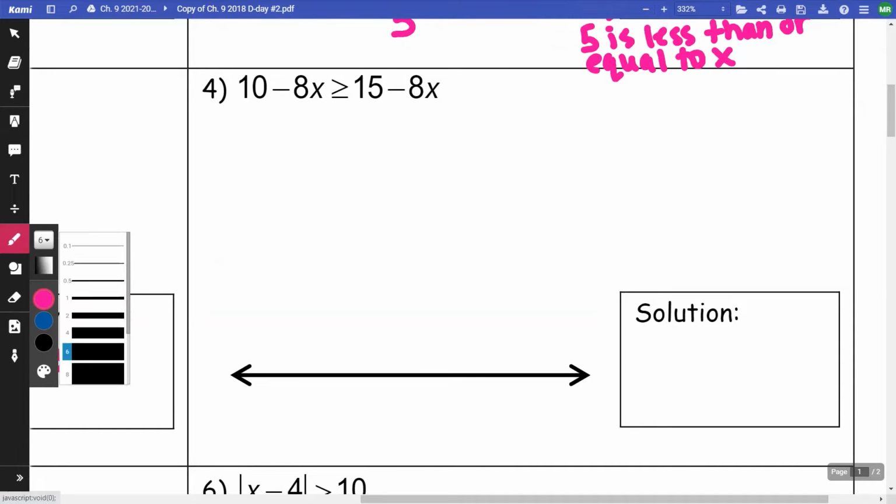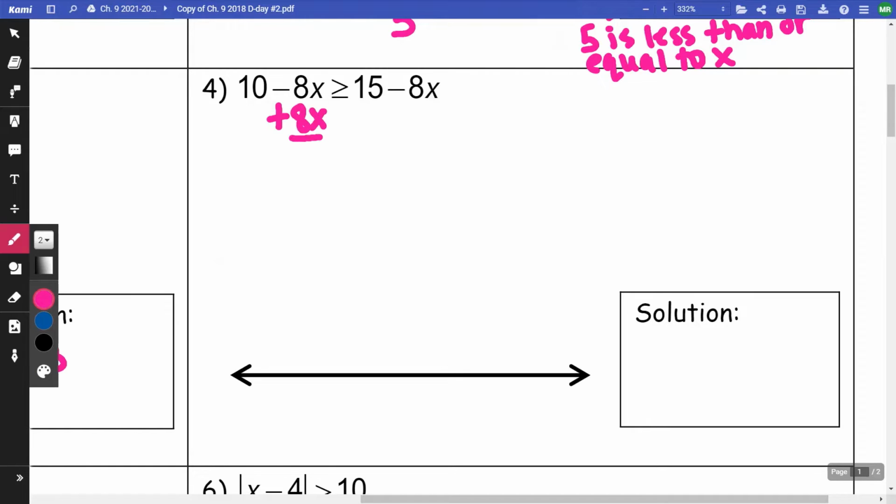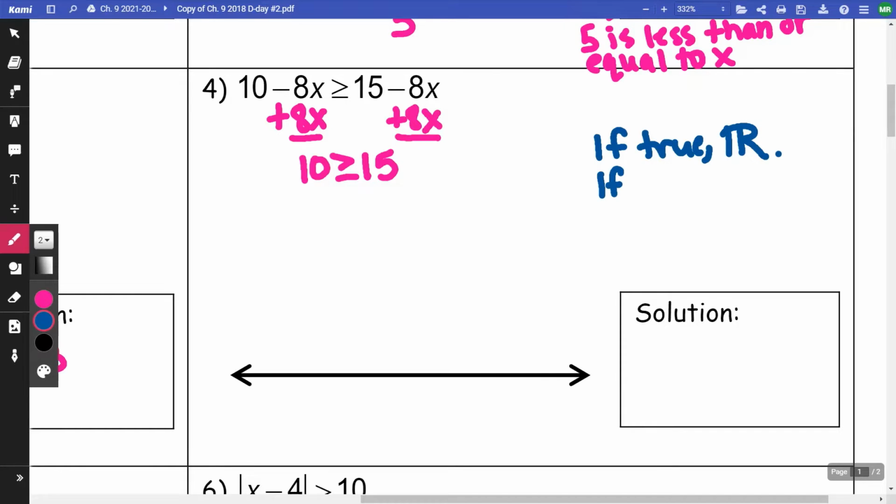Now on 4, we have x's and numbers on both sides. I personally like to deal with my x's first. So I'm going to add 8x, and what's going to happen is my x's are going to cancel out. But let's see what I have. I get left with 10 is greater than or equal to 15. You want to ask yourself if this is a true statement or a false statement. If true, then that means all real numbers is your answer. If false, that means no solution is your answer. So is 10 greater than or equal to 15? That is false. So we're going to have a blank graph, and our answer is going to be no solution.